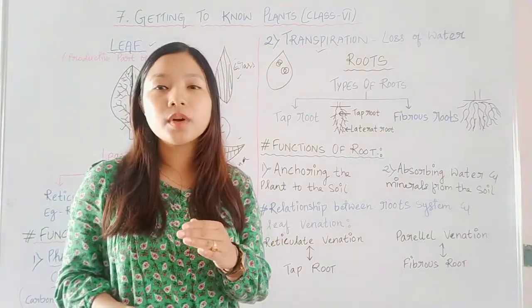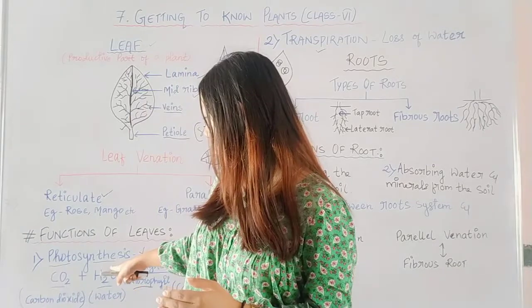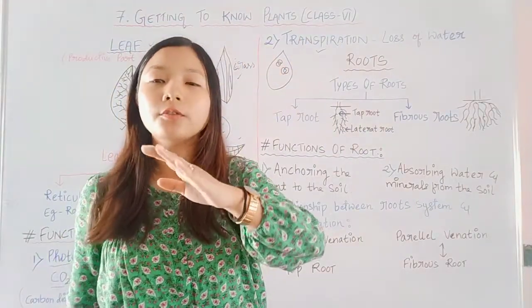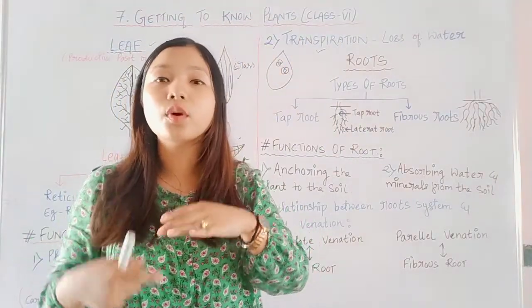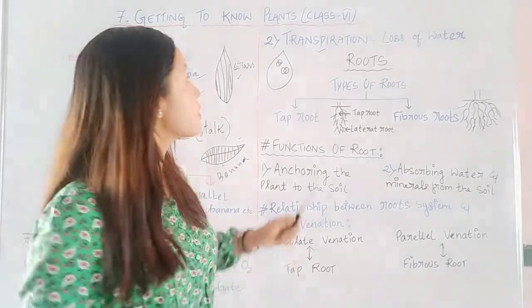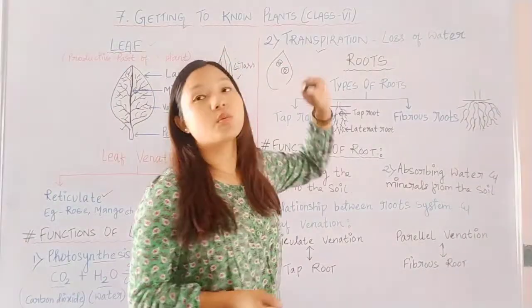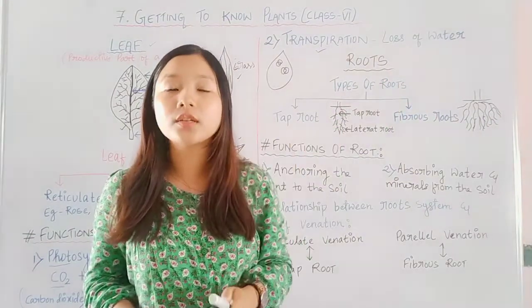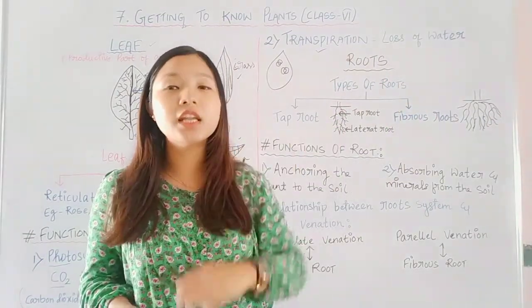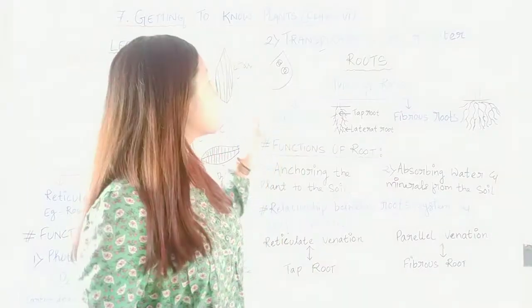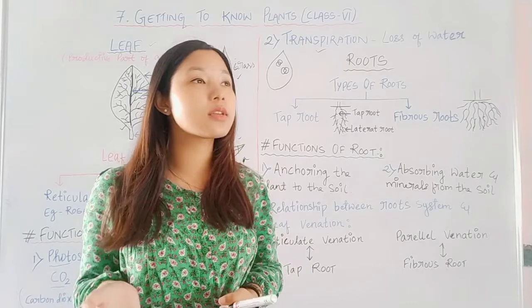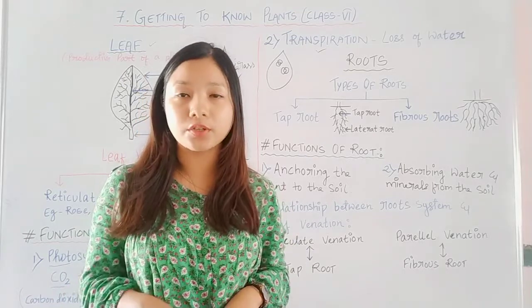From the stomata, carbon dioxide can easily enter into the leaves, and also from the stomata the leaf loses water in the form of water vapor. This process is known as transpiration. So what is transpiration? Loss of water in the form of water vapor from the leaves of a plant. What is the necessity of this process? What is the benefit of the process of transpiration?